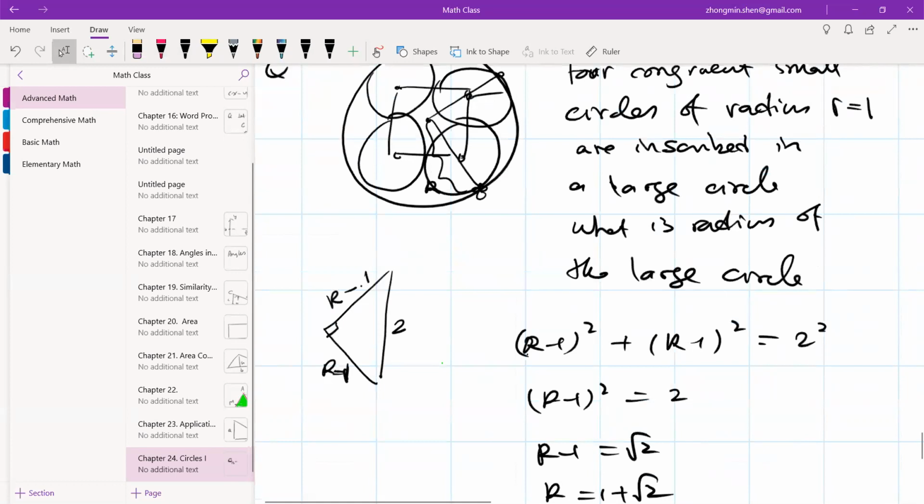Then apply the Pythagorean theorem to the right triangle. But of course, you have to express each side of the right triangle in terms of the unknown, in this case the radius of the largest circle. Okay, then you solve the problem.